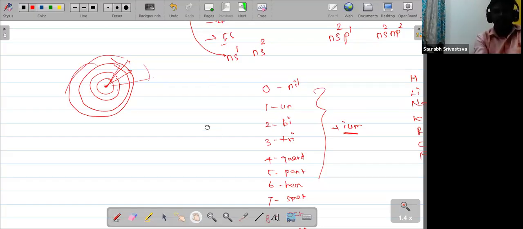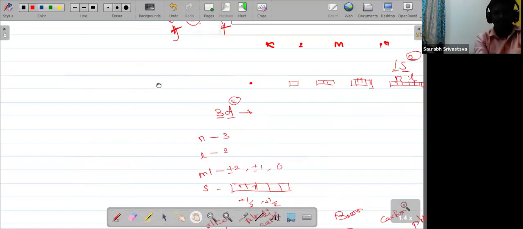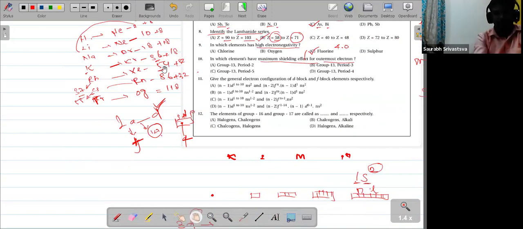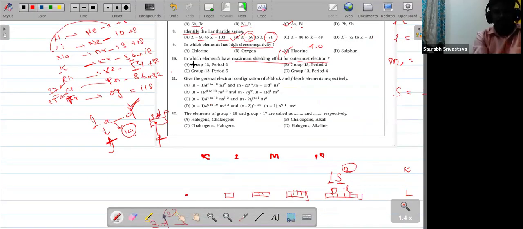Here is the question. Group number 13, period number 2. Group number 13, period number 3. Group number 13, period number 5. And group number 13, period number 4. That means the group is the same in all options, only the period differs. We already know that period is nothing but the number of shells. If the number of shells increases, then automatically the screening also increases.